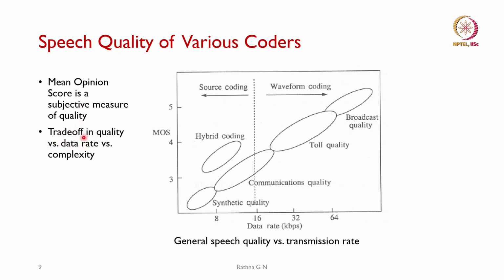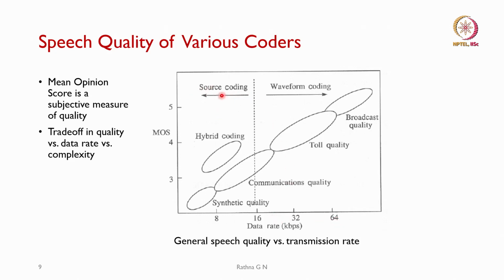So, the other one is the trade-off in quality versus data rate versus complexity. You have seen here that general speech quality versus transmission rate has been plotted. This is the x axis, whereas here MOS, our mean opinion score, is put. You will see that synthetic quality lies where the data rate goes from 8 kilobit per second to 64 kilobit per second, that is what you have seen in the previous one also.